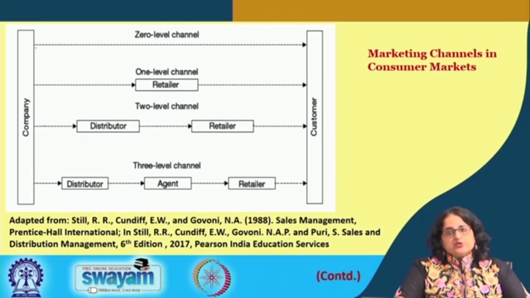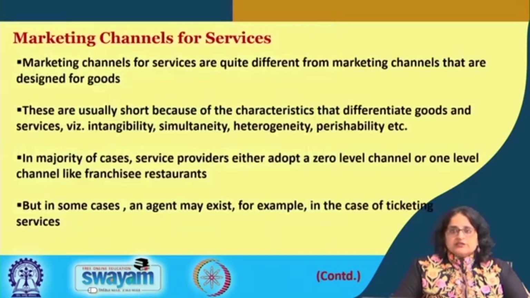So, it could either be an exclusive store for a company, or it could be a store which deals with competitive offerings also, but because there is just one intermediary in between the manufacturer and the customer, it's a 1 level channel. In the case of 2 level, there could be a distributor or a wholesaler and a retailer, and in the case of 3 level, it could be a distributor or a wholesaler and an agent and a retailer. So, these are the different options which are there in consumer markets.